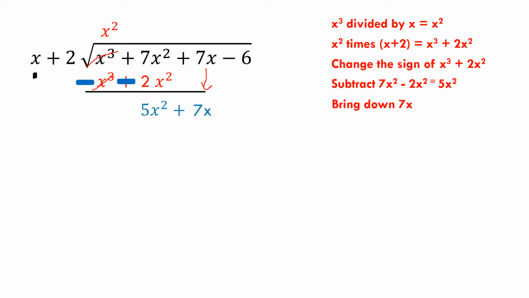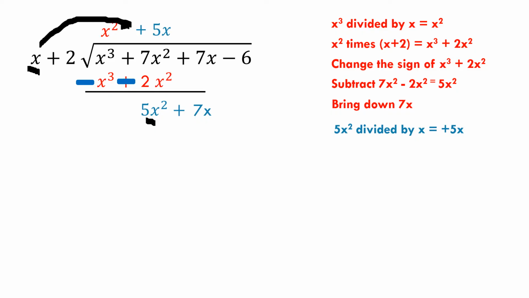Okay, next step. So our next step is the 5x squared. You divide this by x. So 5x squared divided by x will give us 5x. Then, multiply again. So 5x times x plus 2. So that will give us 5x squared plus 10x.